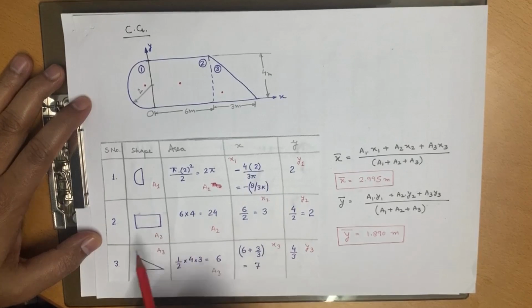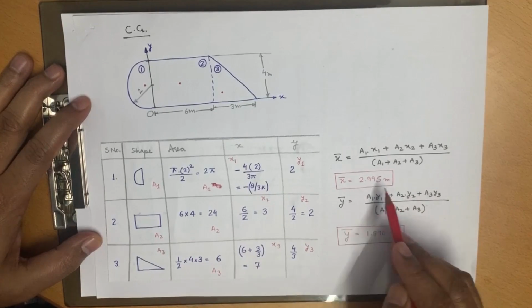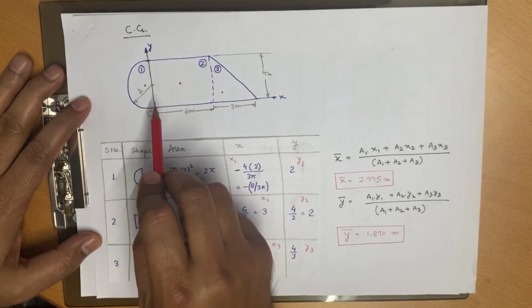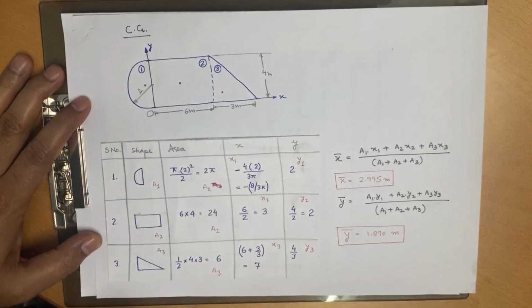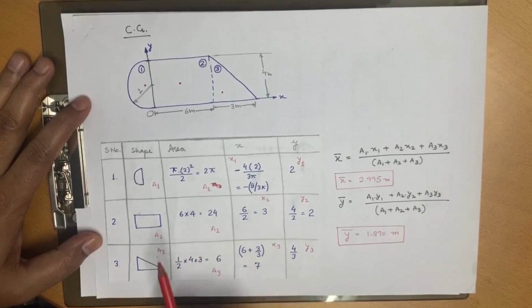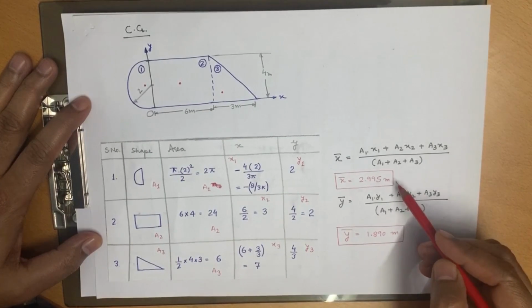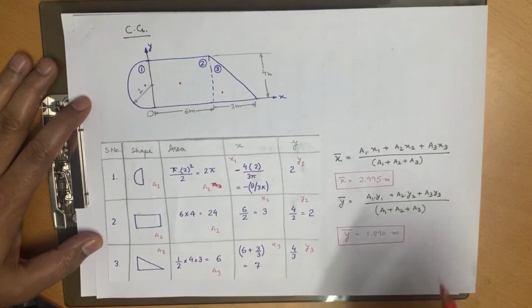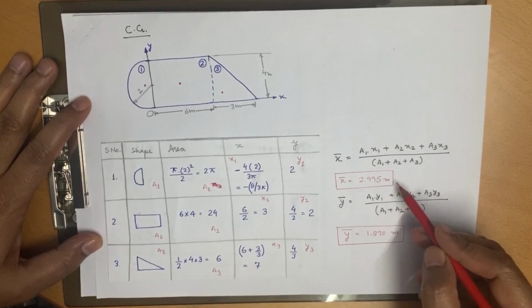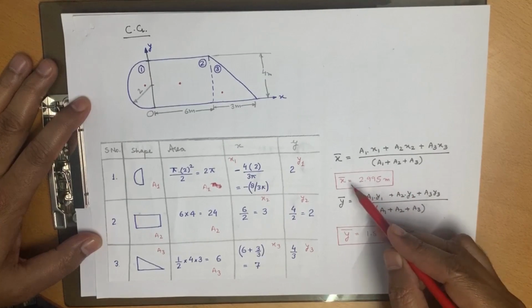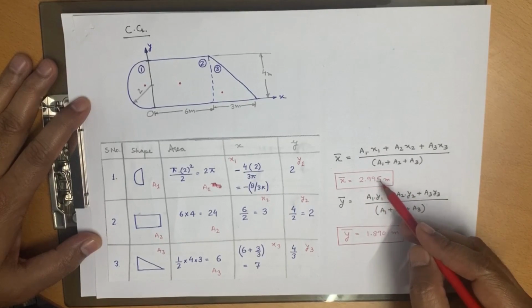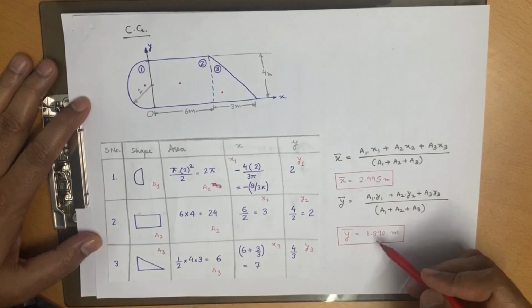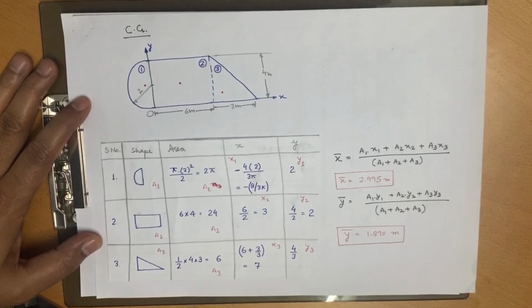Next phase of this numerical is we have to find out the moment of inertia of this lamina about its centroidal axis. Then we have to mark the centroidal axis of this shape. Now the centroid of this shape is x bar at 2.995. It is almost 3. And y bar as 1.89. It is almost 2.